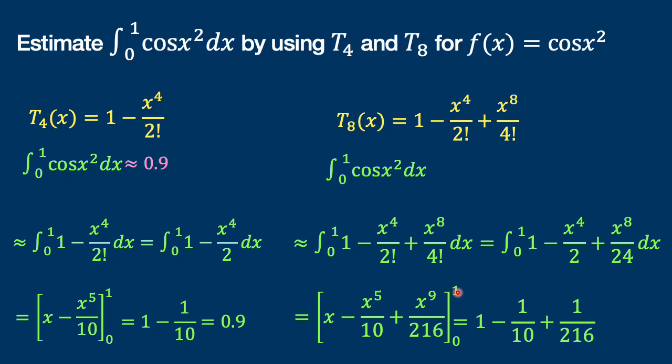This value is 0.9046. So this definite integral of cosine x squared is about 0.9046. When you use the Maclaurin polynomial, we can estimate a definite integral even though we cannot find the antiderivative.